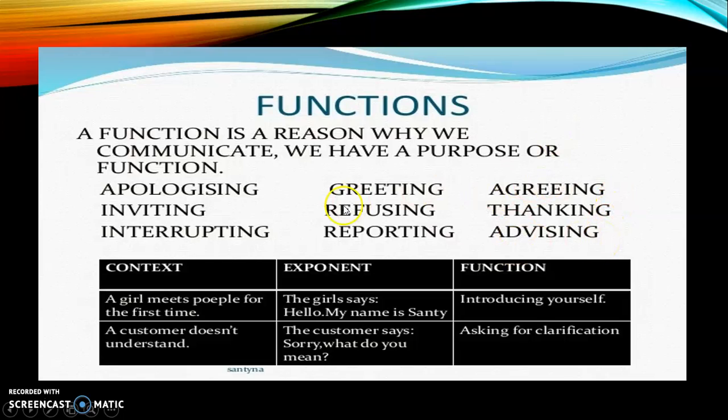Now, these are functions. The exponents are the language that we use for different functions. And of course, we have different exponents for a single function. And the context is the situation where we use such language.